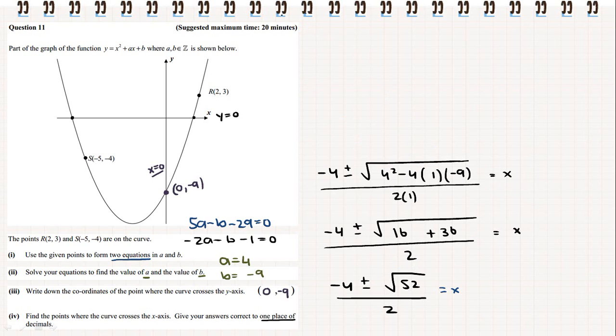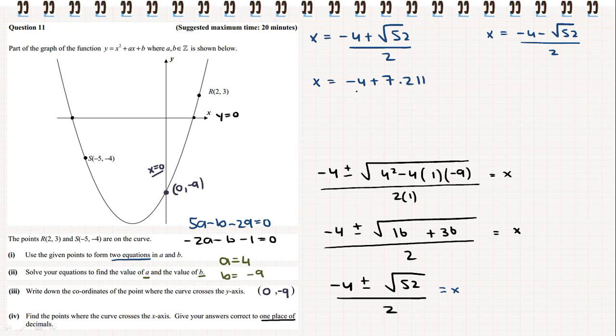So now we have to split it into 2 parts. So x is going to be equal to minus 4 plus the square root of 52 over 2, and x is equal to minus 4 minus the square root of 52 over 2. So we have minus 4 plus 7.211 over 2, and x equals minus 4 minus 7.211 over 2. We do need to round our answer to one place of decimal at the end, but we keep it to 3 or 4 places of decimals until the end. We don't round too early on.